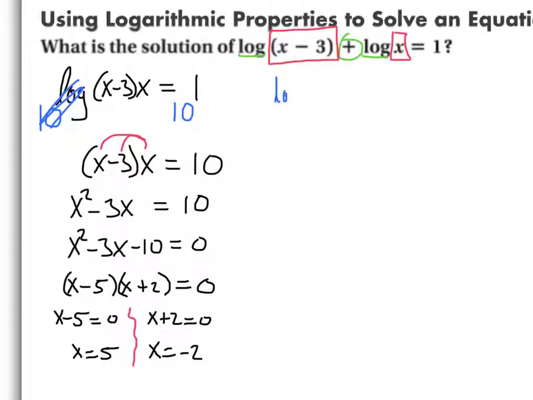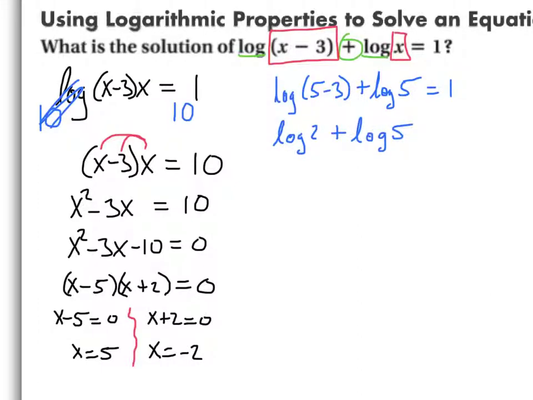So we've got log of 5 minus 3 plus log 5, and that should equal 1. Well, what's 5 minus 3? 2. So log 2 plus log 5. What's that give you? Gives us 1. So we know that x equals 5 works out.